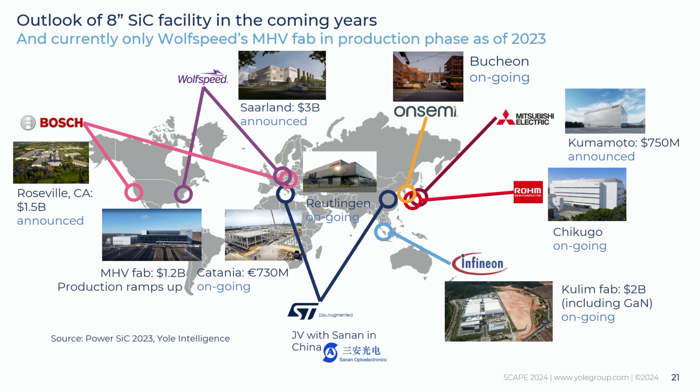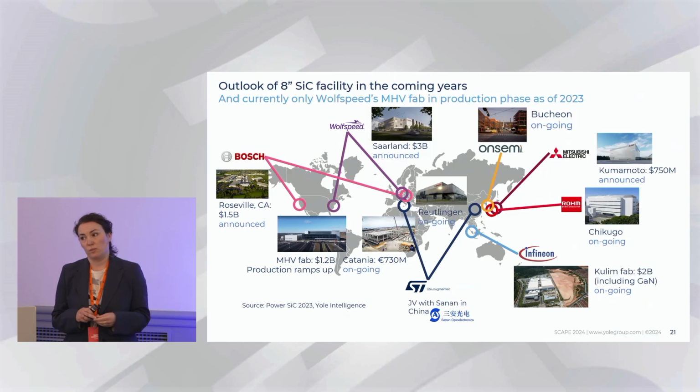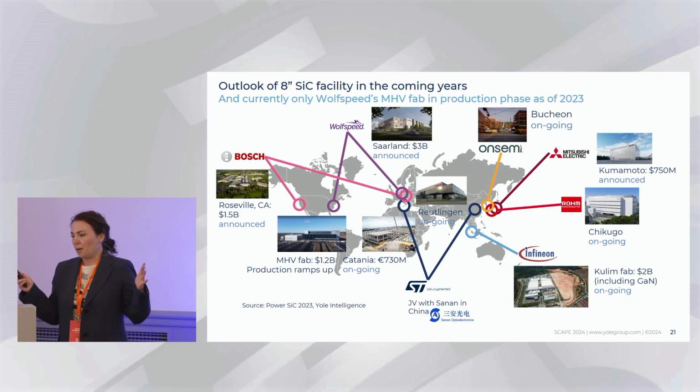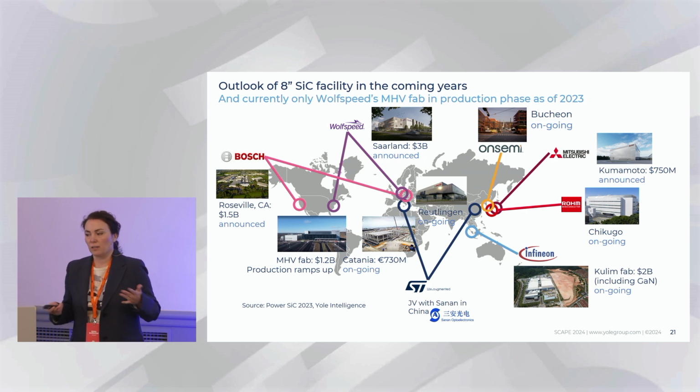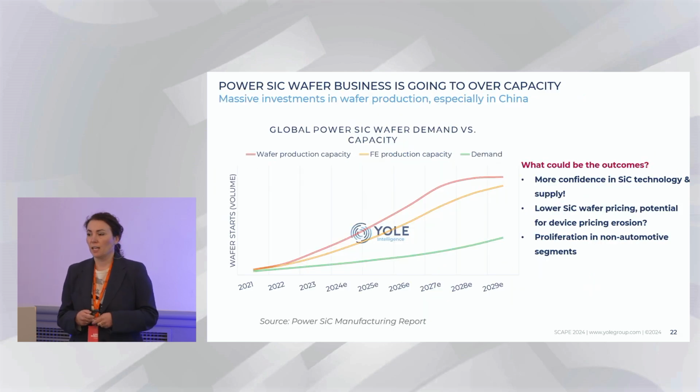So currently there is just Wolfspeed that has a production phase in 2023 for 8-inch wafers, but here you see all the main players all around the globe are investing or have announced to invest in the development of 8-inch. But maybe we should go to overcapacity.